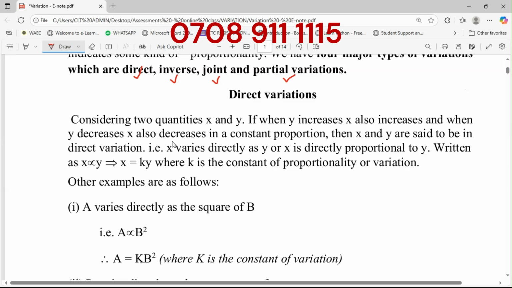So let's assume you have two quantities, A and B. These are two different quantities. When we talk of direct variation, this is how you represent it. This is the symbol for variation, this alpha-like symbol. So how do you read this? You say A varies directly as B, or A is directly proportional to B. That's how you read this out.